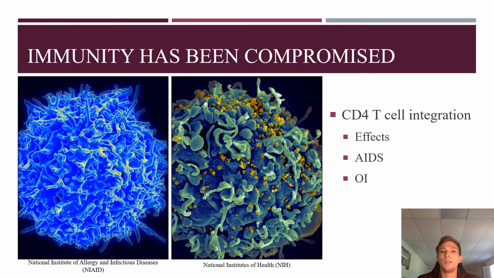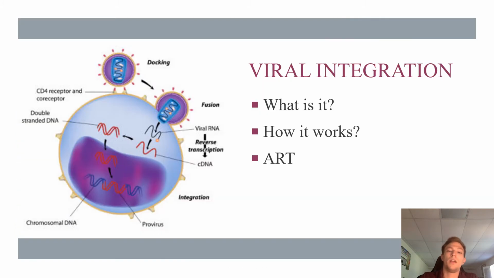These internal infections arise from OIs, which are opportunistic infections, which are those that exist in the body currently, but are constantly being suppressed by the immune system. And now that the immune system is compromised, these opportunistic infections are allowed to arise and propagate and cause issues within the body. So how exactly does HIV integrate into these CD4 cells? It does so through viral integration.